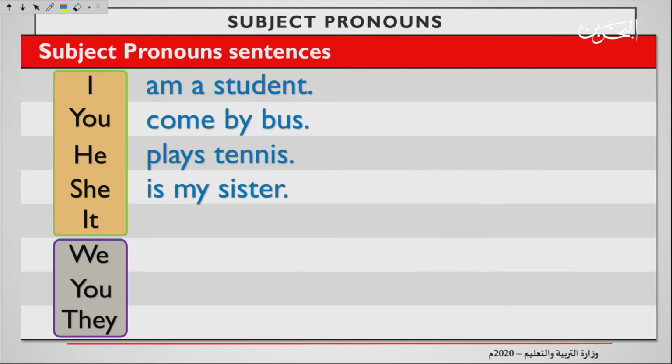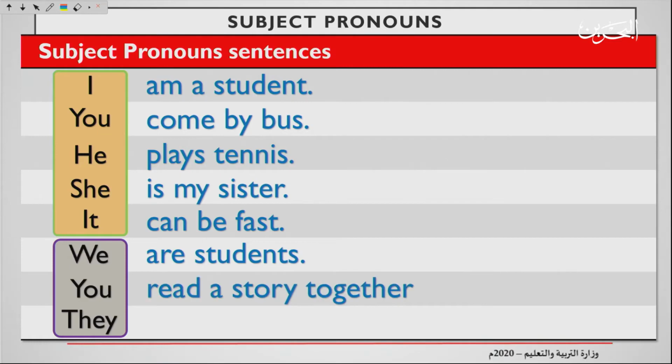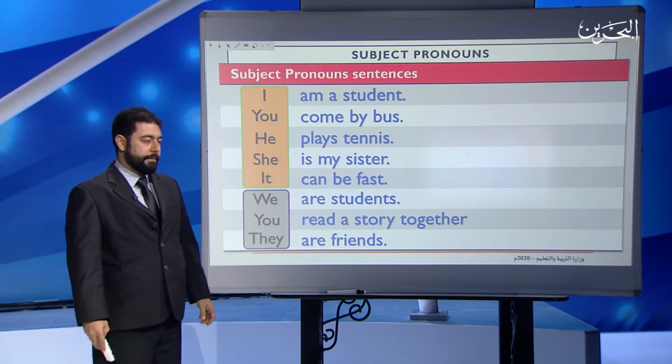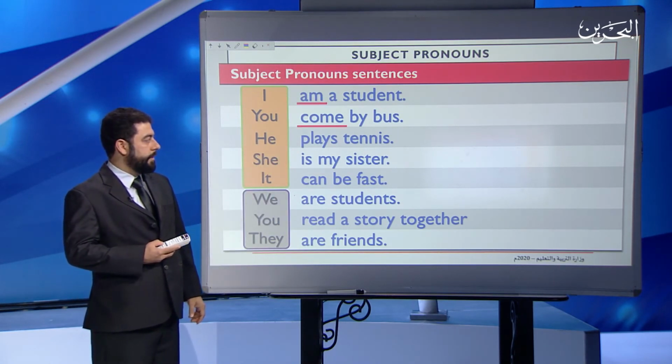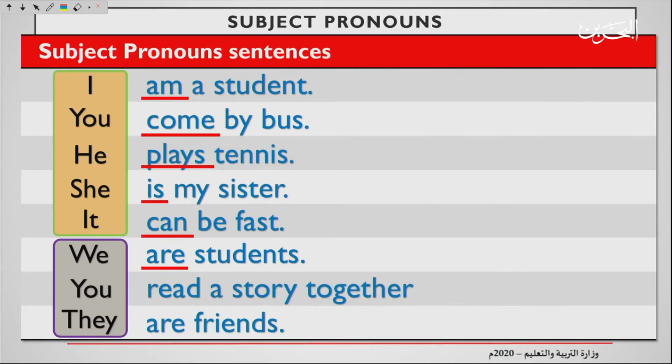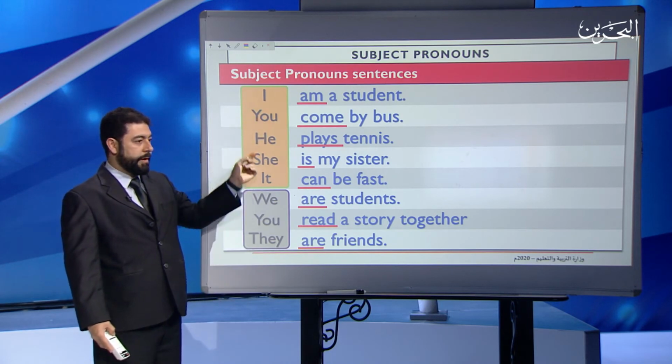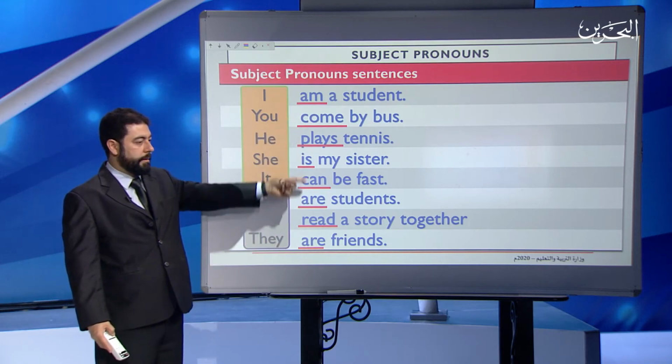She is my sister. S. It can be fast. Well, this cannot be added with S. Why? Because it's a modal. But do not worry about that. We are students. You read a story together. They are friends. So these are just sample sentences that without the proper subject pronouns, they cannot be full sentences. You have am, come, plays, is, can, are, read, and are. You cannot switch them between these sentences because with each pronoun, it has to correlate with certain grammatical rules.